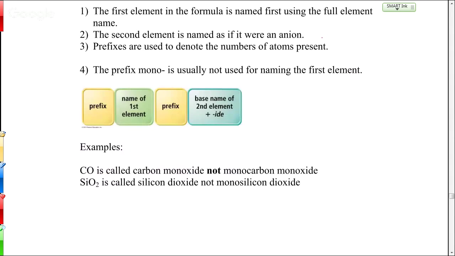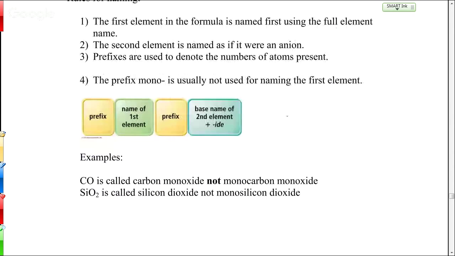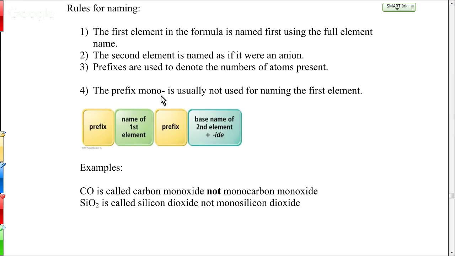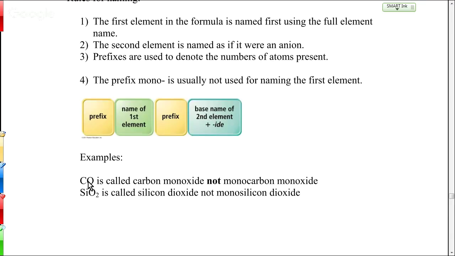Now, most people actually like these rules the best. It's the most, I guess, straightforward. You're just going to say the name of the first element, the name of the second element with "ide," like we did before, but then you're going to put these prefixes in front of each one to say how many of each they have. And the only other rule then is you don't put mono for the first element. So CO is carbon monoxide, monoxide because there's one oxygen. SiO2 is silicon dioxide. It really should be monosilicon dioxide, but we dropped that mono off the first part.